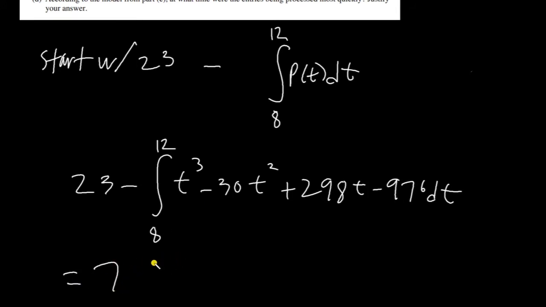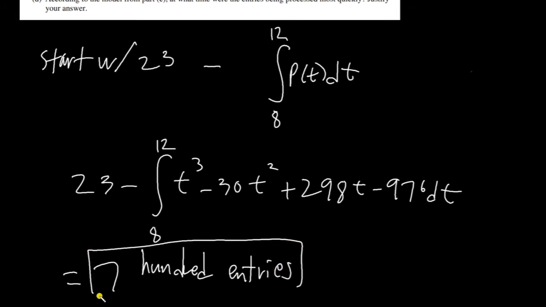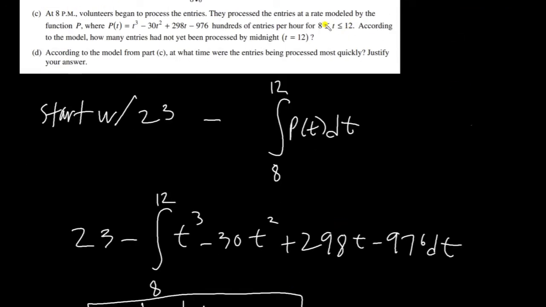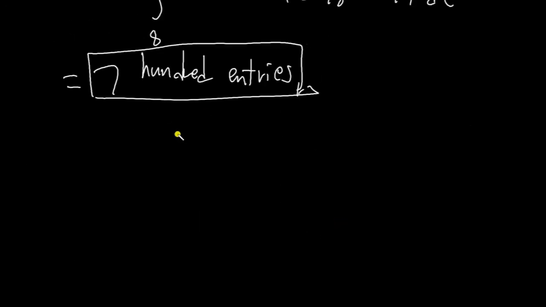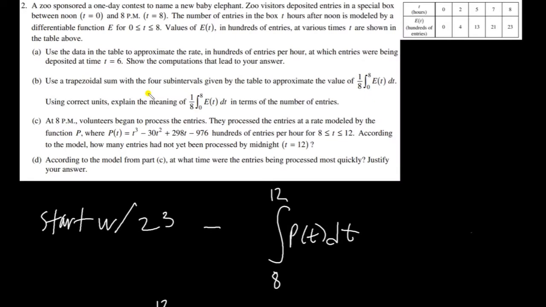Okay, so what this means is there are 700 entries that still need processing. Okay, that's what they asked for, right? They said how many entries not yet been processed. Well, 700 entries have not yet been processed. Okay, this was a 2-point question, 1 point for setting up the integral and 1 point for the right answer.